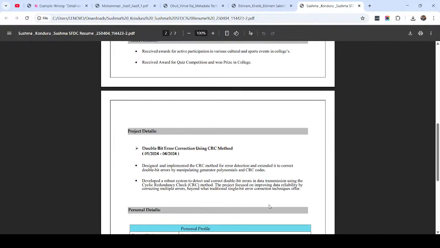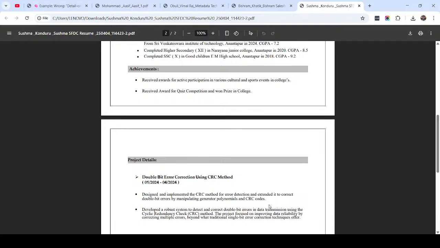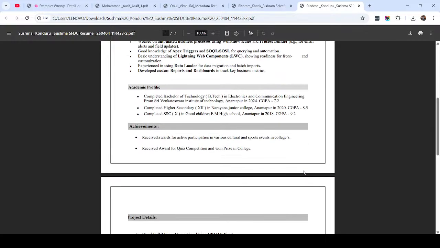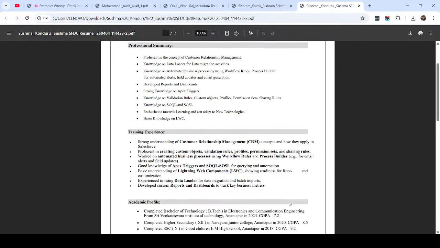And then achievement is there, project detail. This is another project you have done, not related to Salesforce.